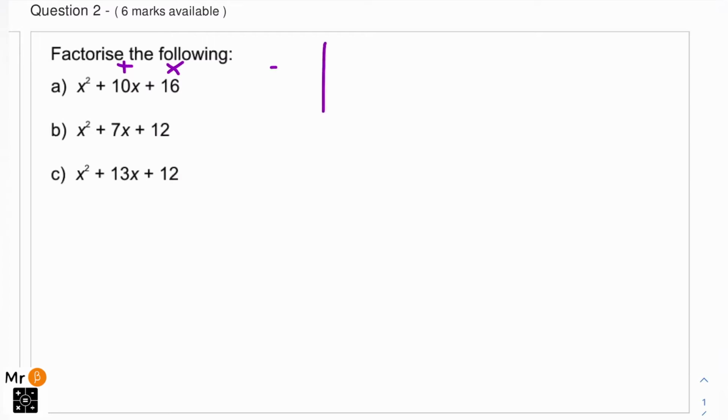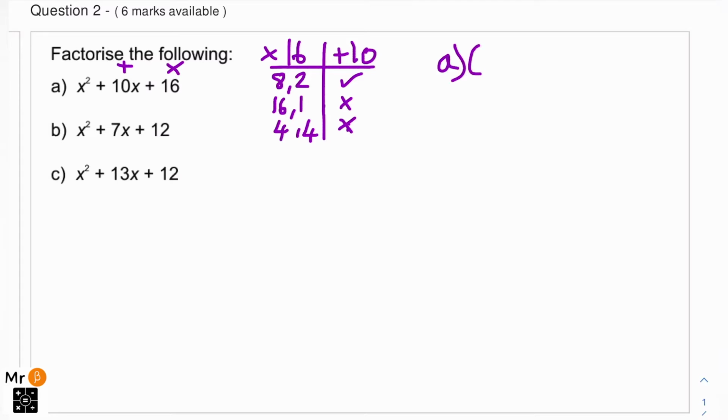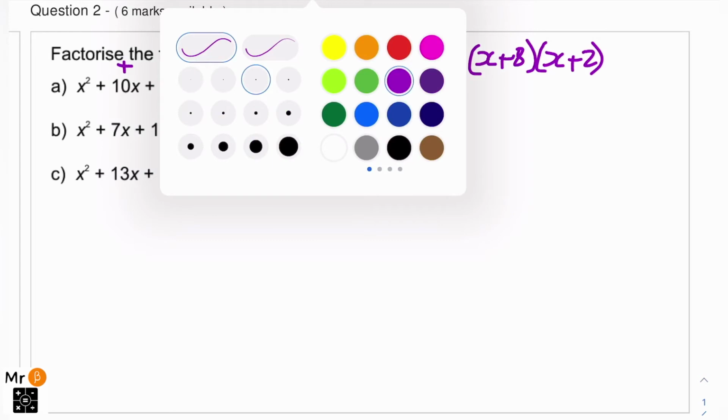So we are timesing to make 16, we are adding to make 10. Again, you can list down your factors of 16. There are a few more here. Then you'll see only one pair would add to give you 10. So therefore our answer for part A is x plus 8, x plus 2. It has only asked us to factorise, so we are finished there.